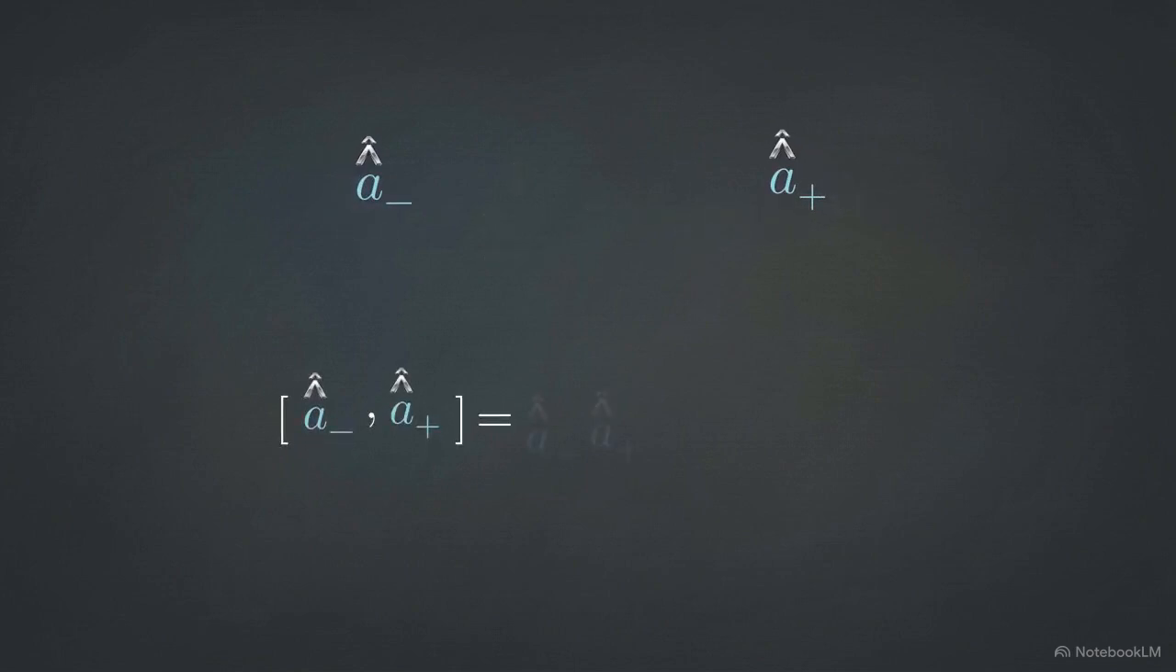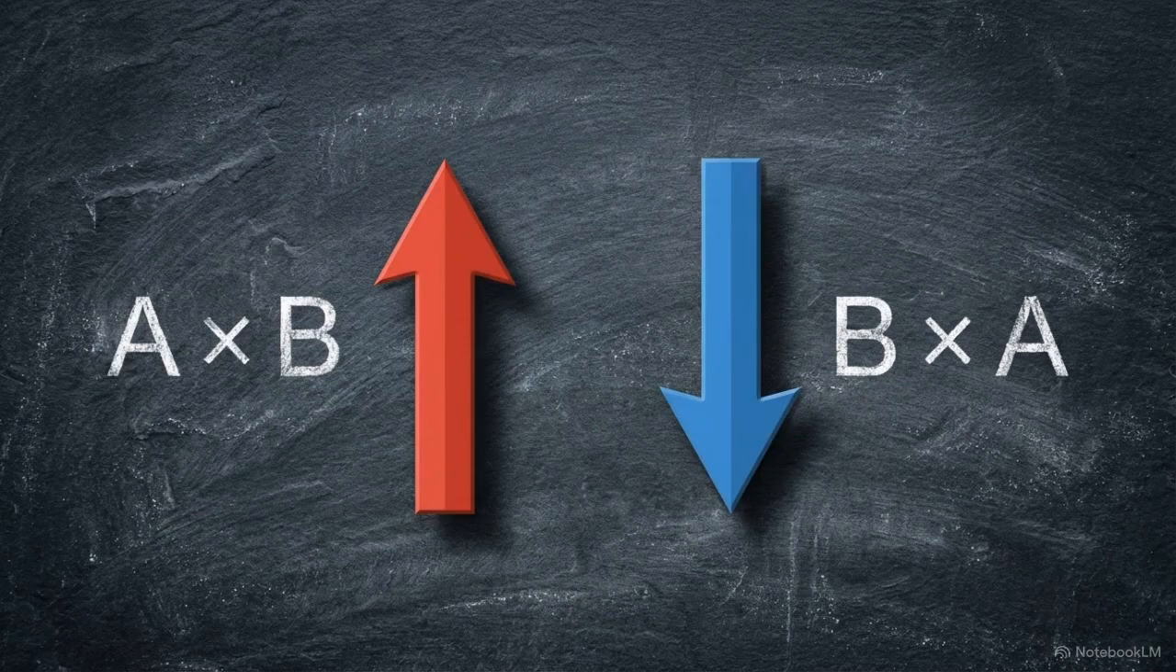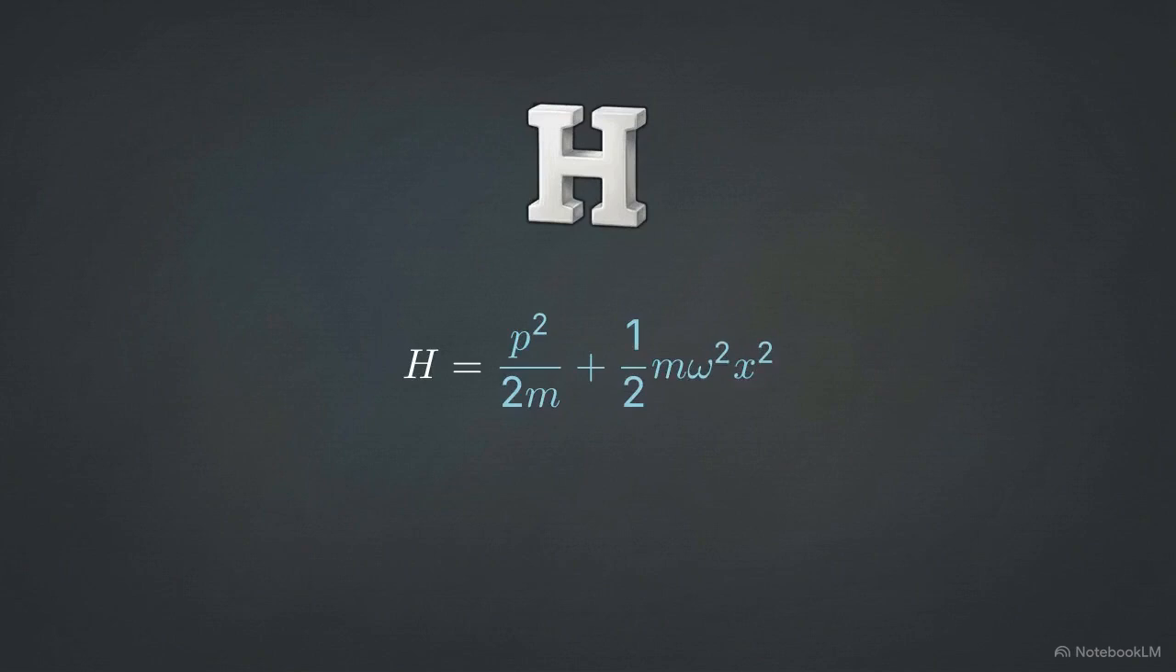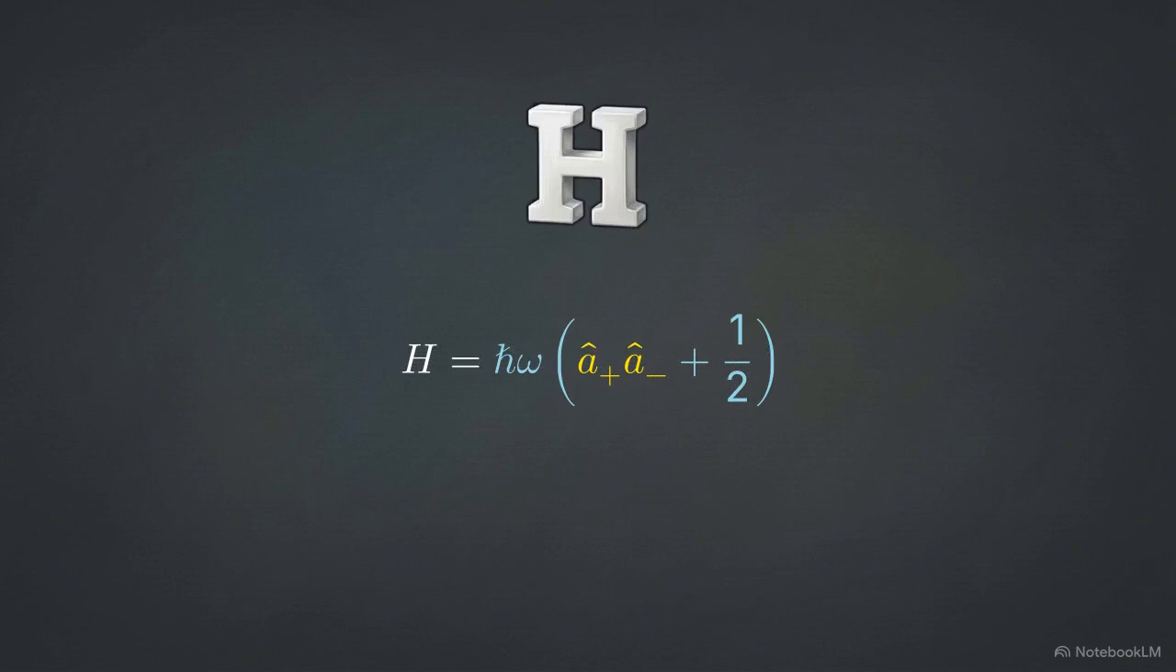The critical relationship is the commutator, A- times A+ minus A+ times A- equals 1. Because matrices do not commute, the order of multiplication dictates the physical outcome. Factoring the Hamiltonian into h bar omega times the quantity A+ A- plus 1/2 allows us to solve the system without wave calculus.